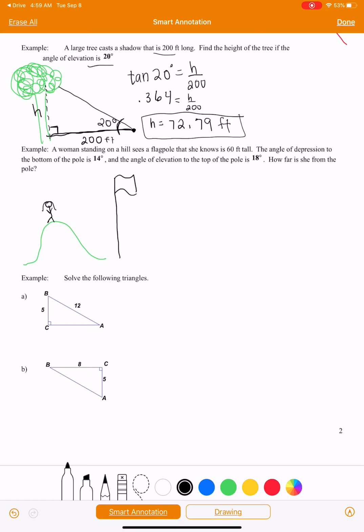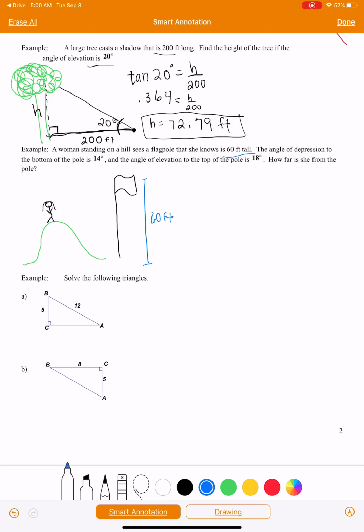And she's looking up at it from this hill, okay? And so she knows that the height of this flagpole is 60 feet tall. And then it says the angle of depression to the bottom of the pole is 14 degrees.